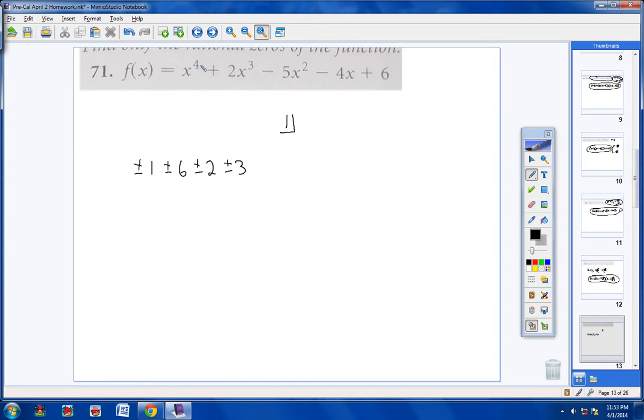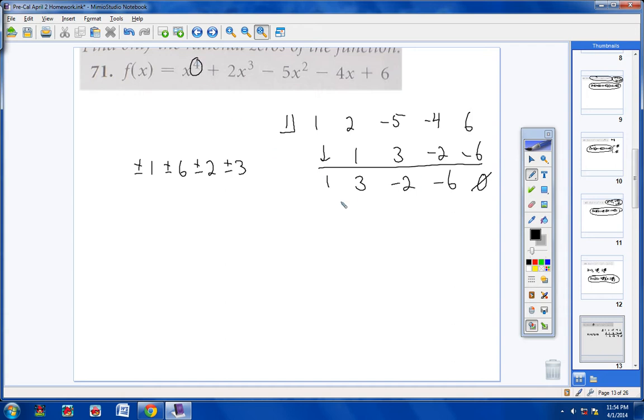Notice I'm not missing anything. I have a 4, 3, 2, 1, and a constant term. So my coefficients are 1, 2, negative 5, negative 4, and 6. Bring down your 1, multiply, combine, multiply, combine, multiply, combine, multiply, combine. So we started off with an x to the 4th, and now we're down to an x cubed. So 1x cubed plus 3x squared minus 2x minus 6.